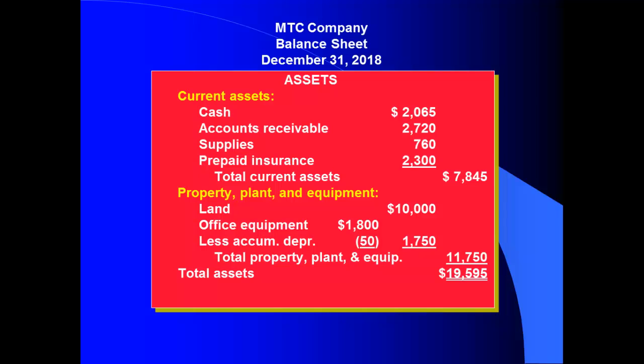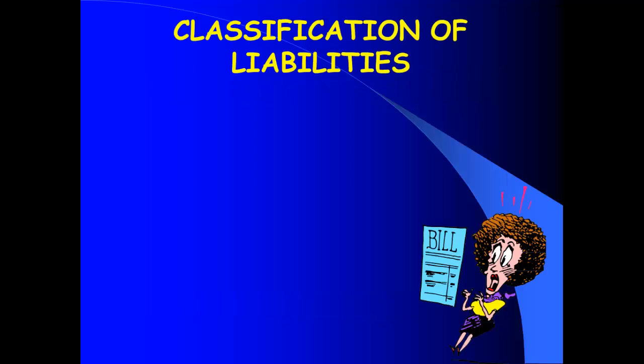Here's an example of one. Notice under current assets we have cash, receivables, supplies, and prepaids. We could also have some inventory in the middle there. We didn't in this case. Under property, plant, equipment, we have land, we have office equipment, and we've subtracted its accumulated depreciation. We figure a subtotal for each group, for total current assets and also for my total property, plant, and equipment, or we'll refer to that as PPE sometimes.